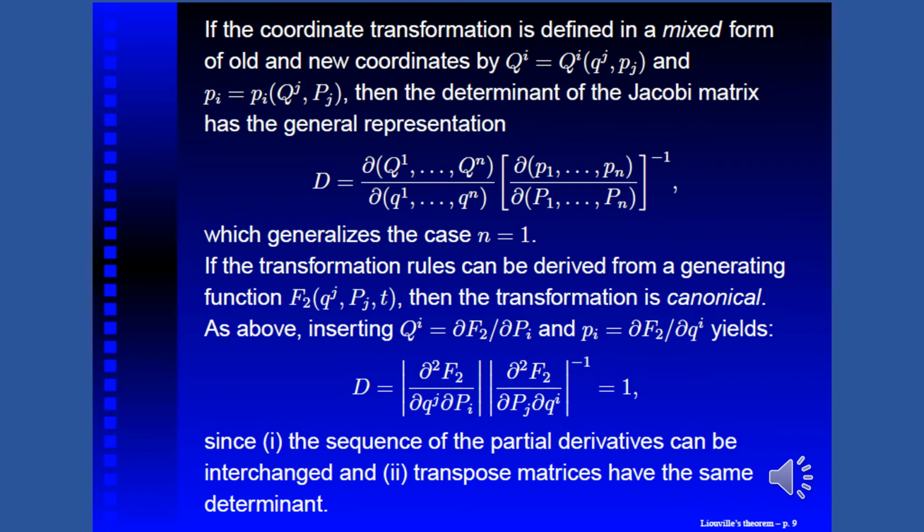Since the sequence of the partial derivatives can be interchanged, the terms can be cross multiplied and cancelled. The transpose matrices have the same determinant, which means that the transpose of the same determinant gives the value of 1.